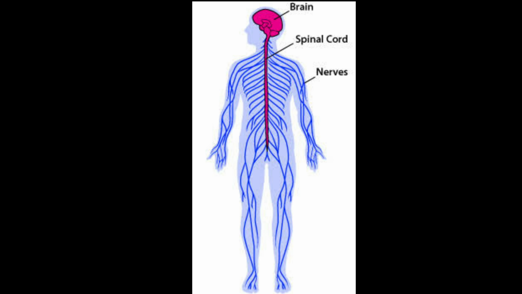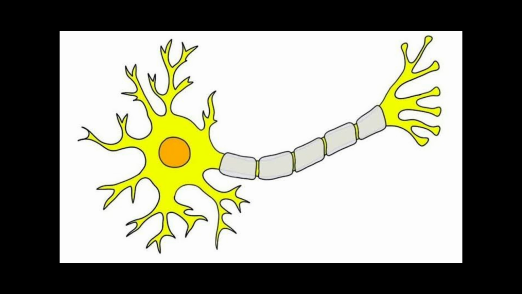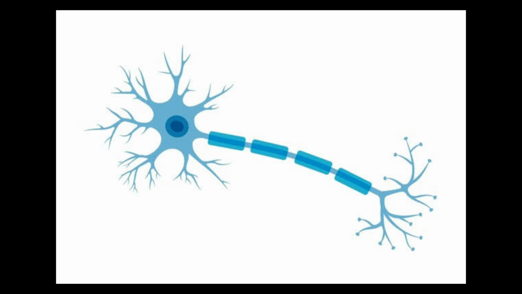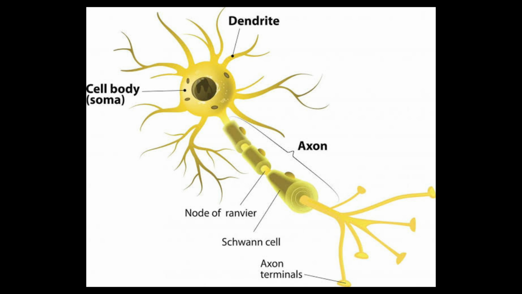Nervous tissue. Where do we find nervous tissue in our body? Nervous tissue is found in brain, spinal cord and nerves. The cells of the nervous tissue are called neurons or nerve cells. Let us see the parts of nerve cell or neuron. Nerve cells have dendrites, cell body, nucleus and long fiber axon and nerve endings.